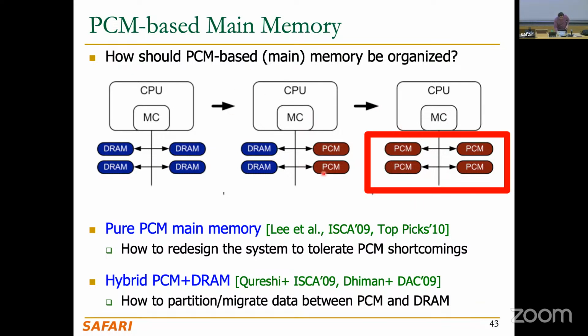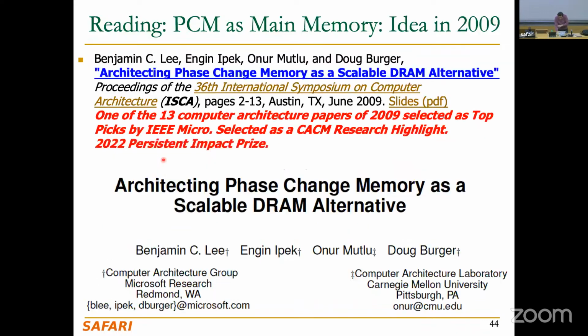You can have PCM and DRAM in the same memory subsystem and figure out where to place data and which technology to access based on your workload characteristics. Or you can have just DRAM like what we have today. And this is an interesting research direction. I think it was an interesting research direction.